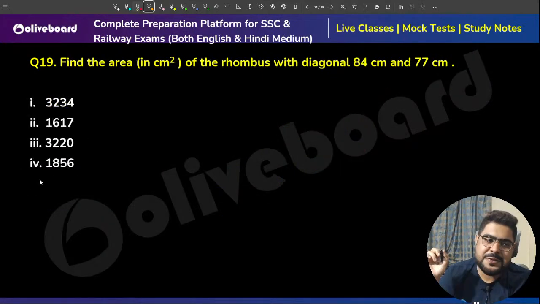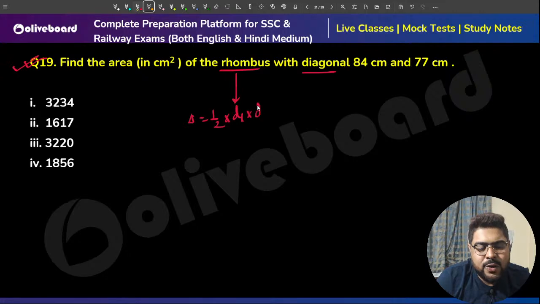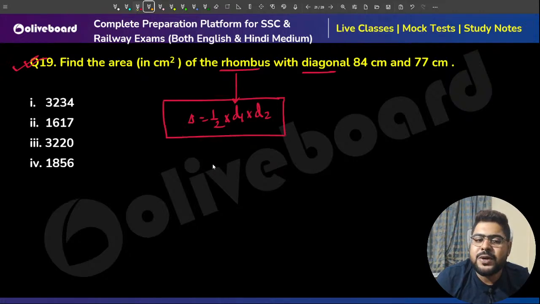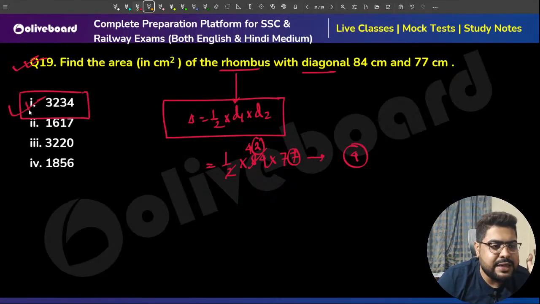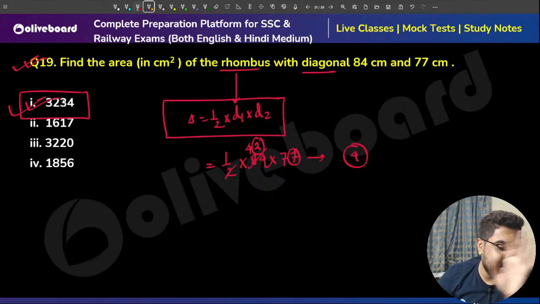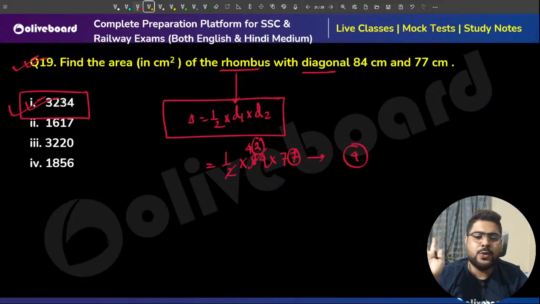Okay. So again, sir, for a rhombus with diagonals, there is a formula. Area is half into D1 into D2. Remember, D1 into D2, that means half into 84 into 77. Do not do anything, sir. This is 42 into 77. 2 into 7, 14, ends in 4. Option, option, this one. Do not calculate. I'm saying this over and over again. Do not need to calculate.